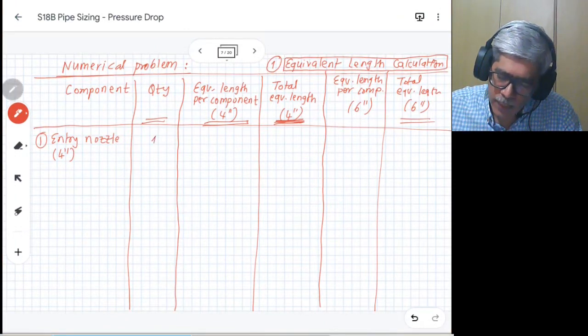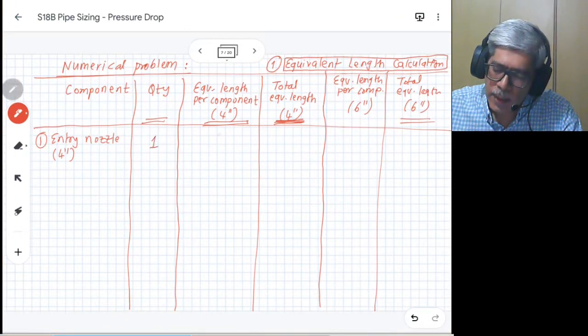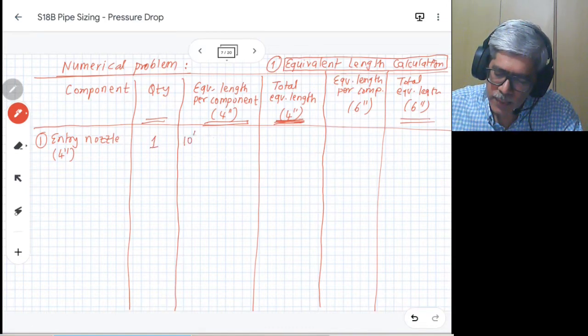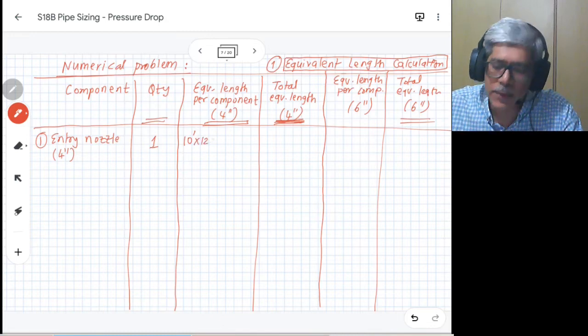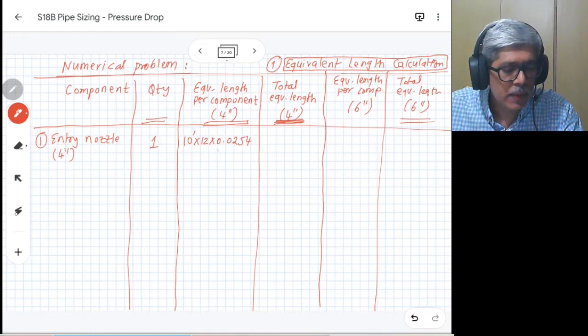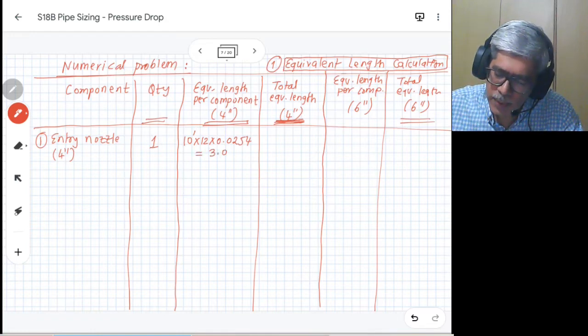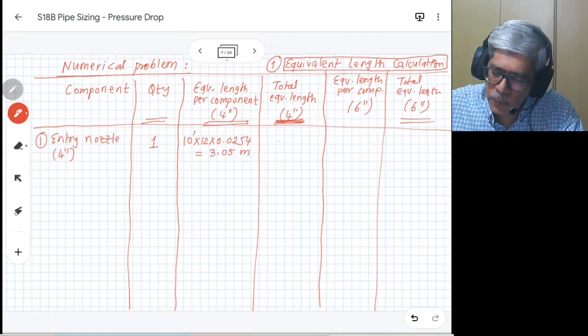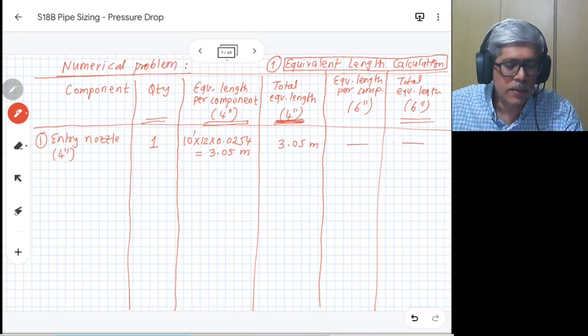So here the entry nozzle quantity is 1, and the equivalent length we obtained from the previous page is 10 feet. So I'm converting that into meters. Multiplied by 12 will give you inches, and multiplied by 0.0254 will give you meters. So this gives us 3.05 meters. These lengths are in meters. Since there is only one inlet nozzle, we have the total length as 3.05 meters. And there is no contribution for the 6-inch pipeline.